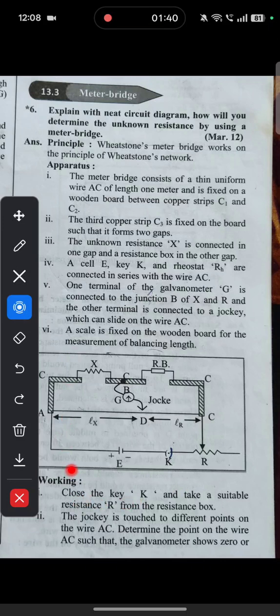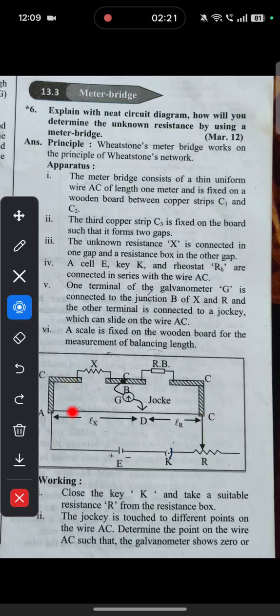There are 3 metallic strips. These are L-shaped metallic strips, both are L-shaped, and this is the middle metallic strip, the third copper strip. These are made up of copper, okay, and the current will pass through these metallic strips. This meter bridge consists of a thin uniform wire. From terminal A to C there is a 1 meter wire. That's why it is called a meter bridge, because a 1 meter wire is connected from terminal A to C.